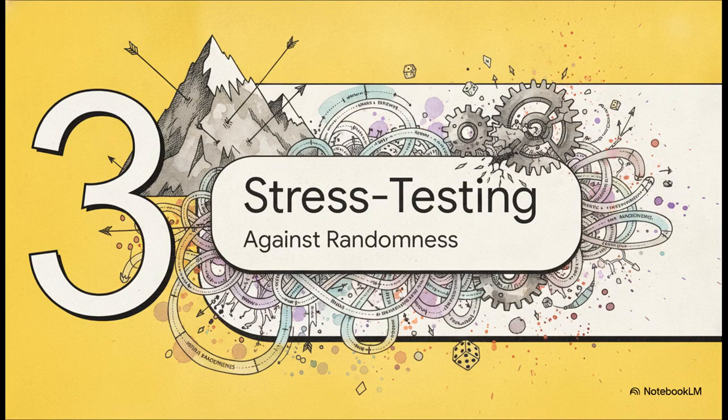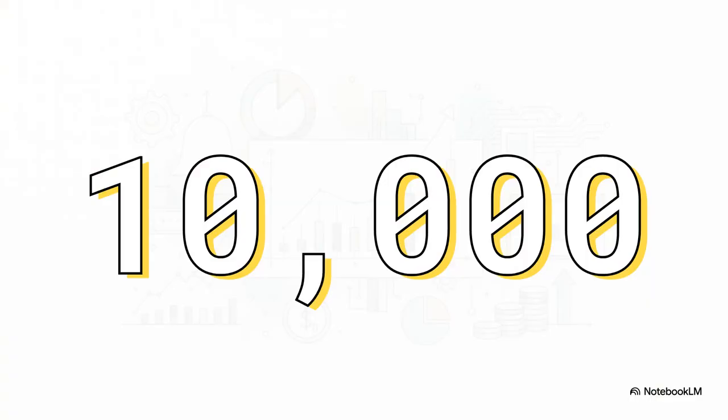Which brings us to Section 3, Stress Testing Against Randomness. Even if a strategy isn't overfit, we still have to expose path-dependent strategies. 10,000. That is the number of Monte Carlo paths run for every single strategy. Think about the massive computational intensity of that.